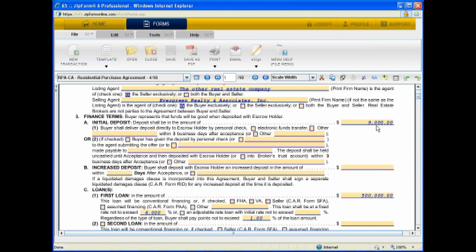3A, under initial deposit, deposit shall be in the amount of, I generally use 1 to 1.5% as my guideline when I represent a buyer. I know when we represent sellers, sometimes we want more. We're thinking maybe more like 3%. But when you represent a buyer, I think you want to manage their risk. That's why I think 1 to 1.5% is reasonable. It manages the risk to your client, and at the same time, it's not ridiculous.